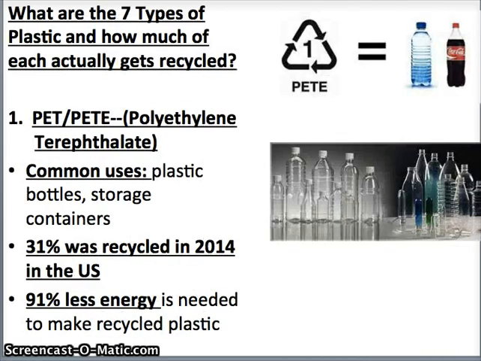Now let's talk about the 7 different types of plastic that we just saw in the other picture. So the first type of plastic with the plastic symbol number 1 and PET under it is called polyethylene terephthalate, and commonly it's used in plastic bottles and storage containers. And this is actually the most commonly recycled type of plastic. 31% was recycled in 2014, which is pretty good. And 91% less energy is needed to make recycled plastic.